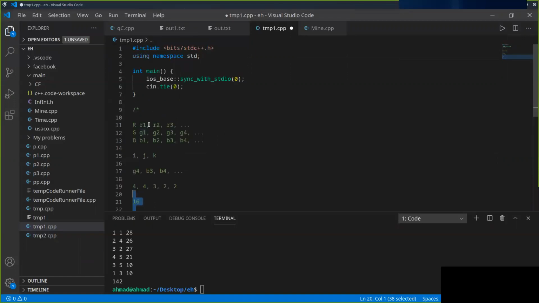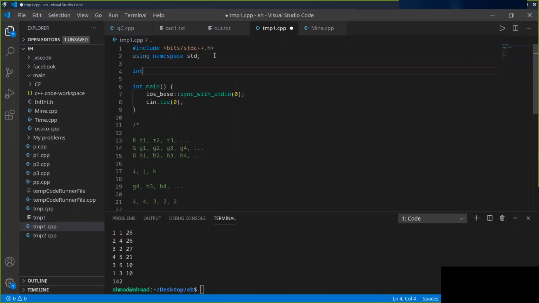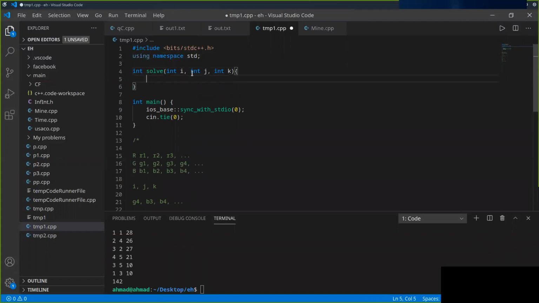We'll try every pair and then go to the next step. So let's look at how we could do that. We'll have a function called solve, and we'll have 3 pointers in it: I, J, K.